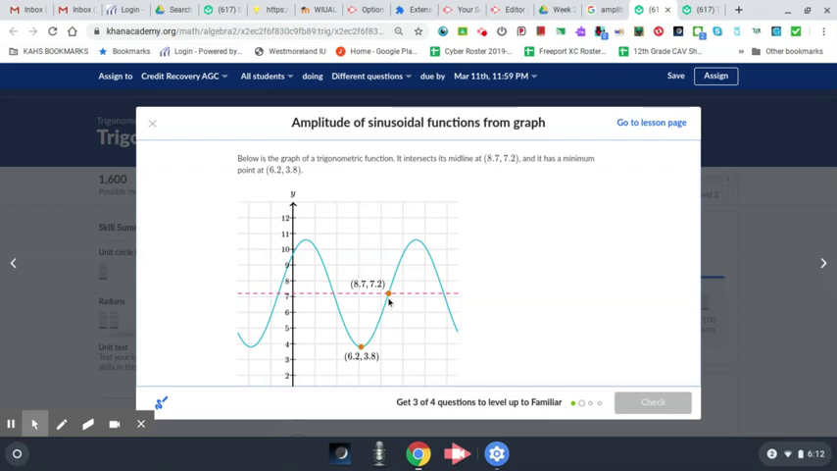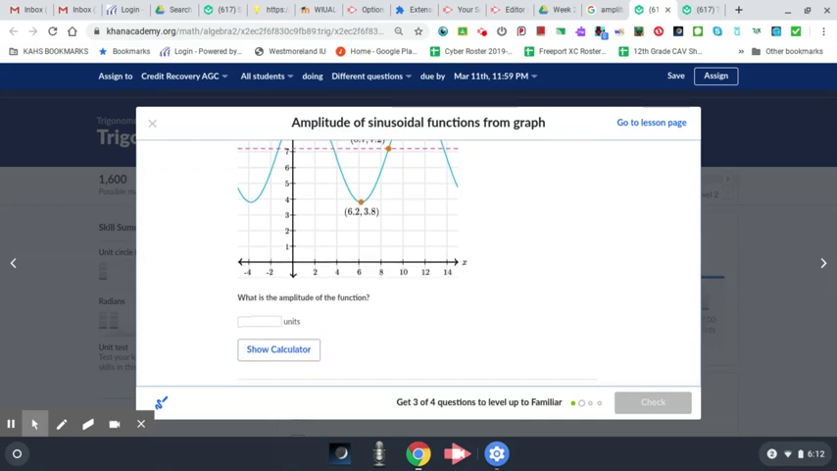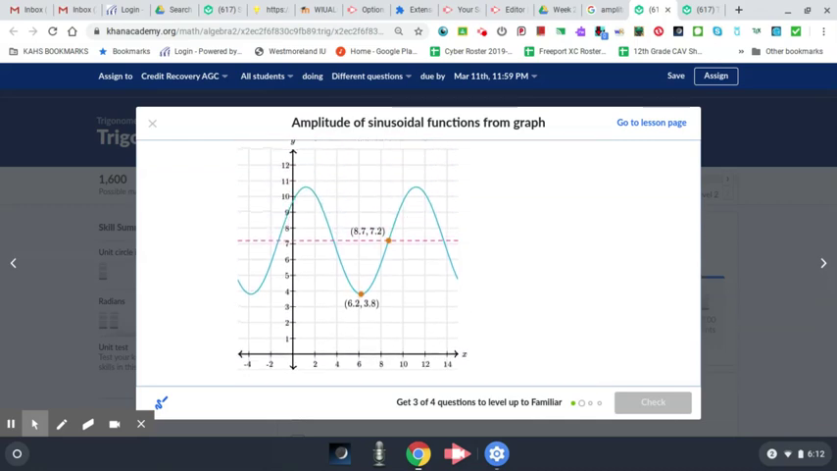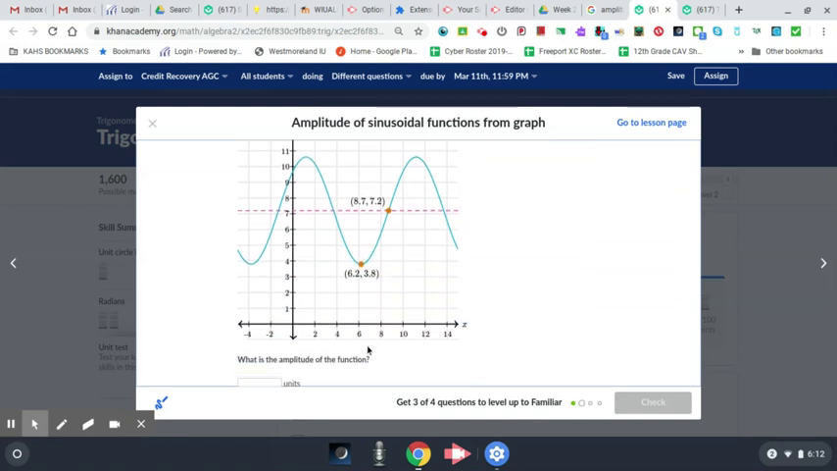So on my calculator, if I take 7.2, that's the y coordinate of the midline, minus 3.8, which is the y coordinate of the minimum, it's going to give me my amplitude, and that was the question, what's the amplitude? So 7.2 minus 3.8, that gives me an amplitude of 3.4 units. So from here to here is 3.4 units.